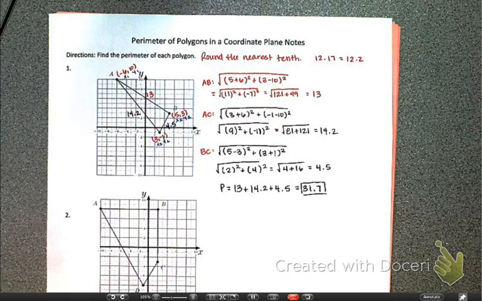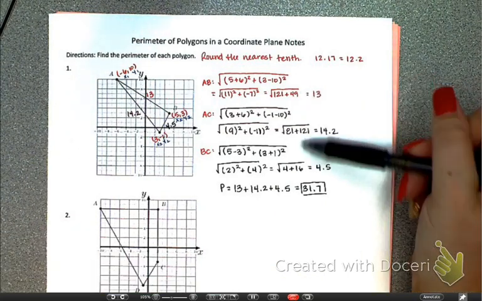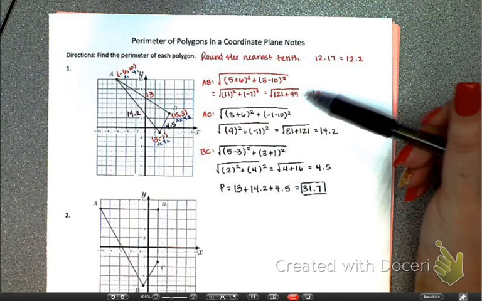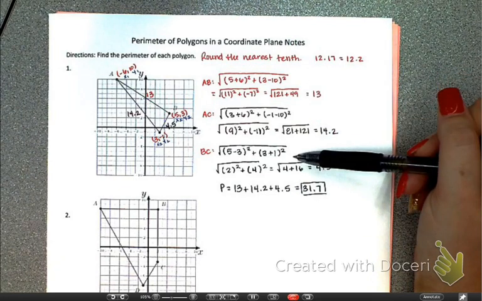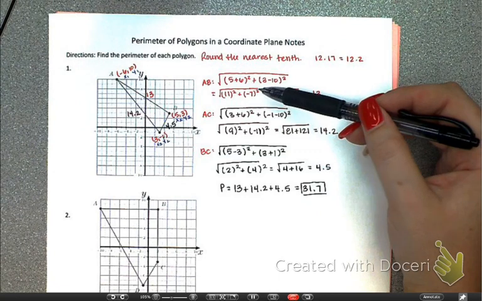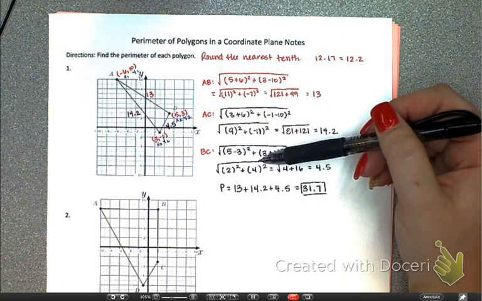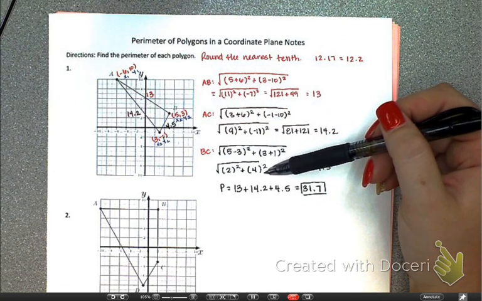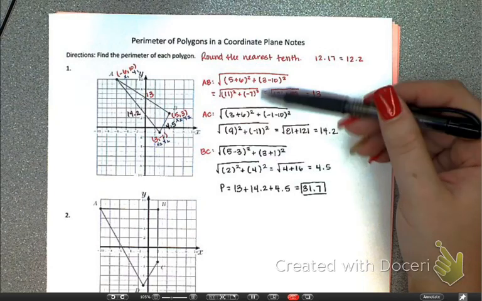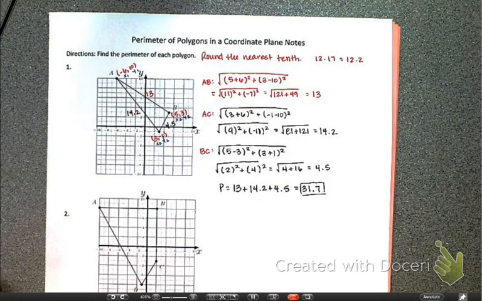Now, when it comes to your test on a problem like this, you're going to get points not only for the final answer, but you'll get points for each of these distances. So say you screwed up AB, but you got AC and BC right, you're still going to get most of your points. Showing your work's going to be important, and making sure you set that up.